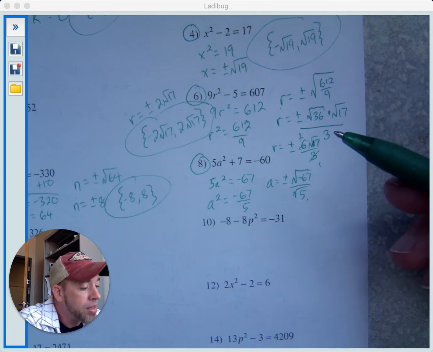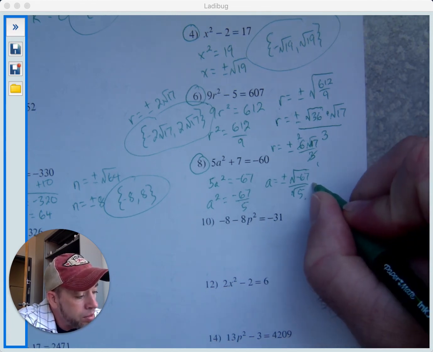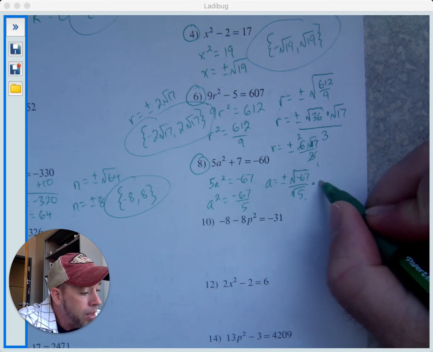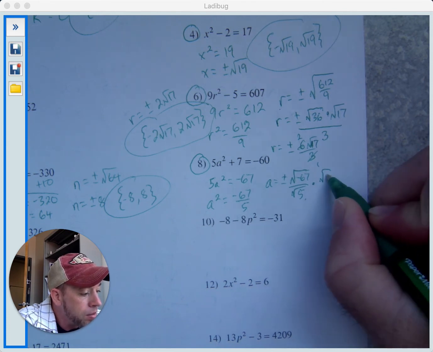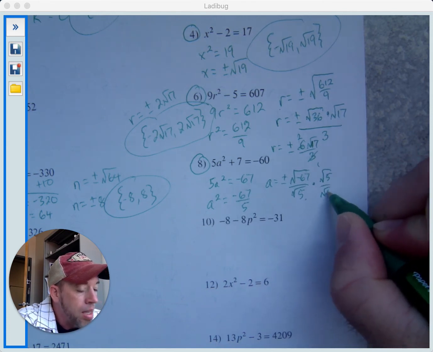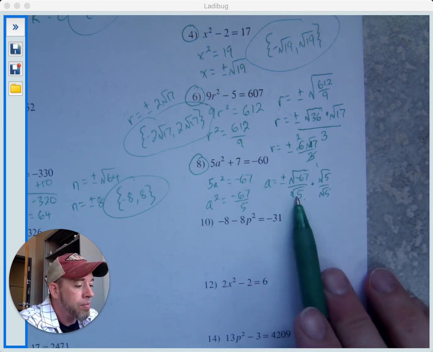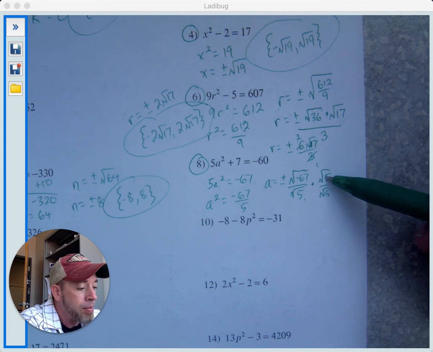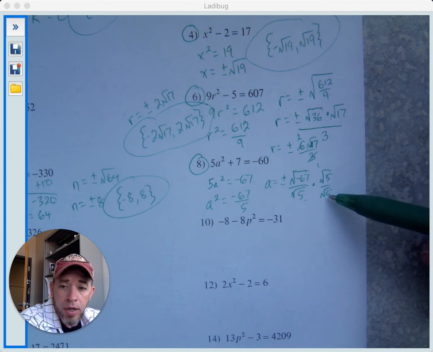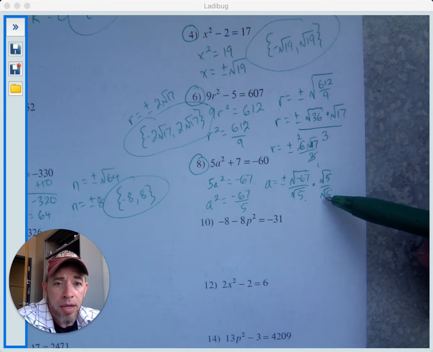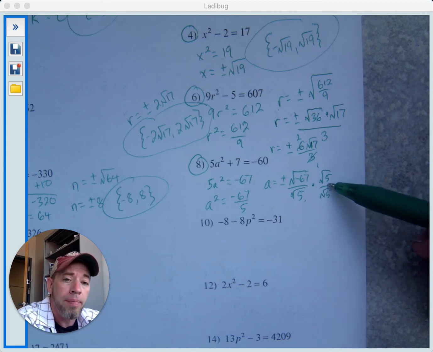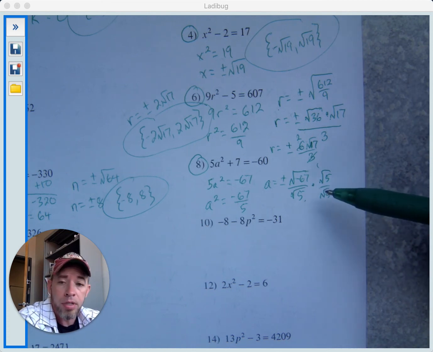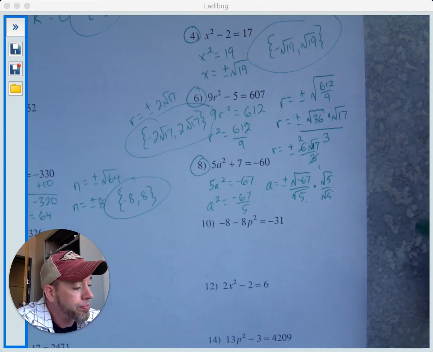So to avoid the radical in the denominator, we do a little simple trick. We multiply both top and bottom by the denominator, square root of 5. That will remove the radical from the denominator. What we're really doing is multiplying by square root of 5 over square root of 5, which is 1. So we're not changing the value of the answer because we're multiplying by 1. But we'll change what it looks like, and it'll help us get rid of the radical in the denominator.